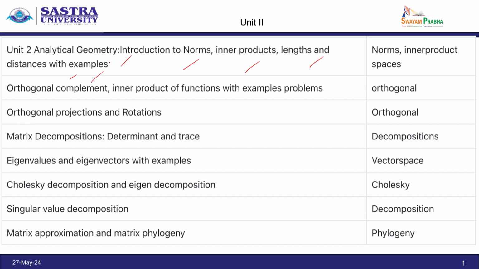Next one is orthogonal complement, then inner product of functions with example problems, and then orthogonal projection and rotation, and matrix decomposition based on the determinant and the trace. Next idea is eigenvalues and eigenvectors with examples, and next are Cholesky decomposition, eigen decomposition, singular value decomposition, matrix approximation and matrix phylogeny. So, these are all the topics we are going to cover.